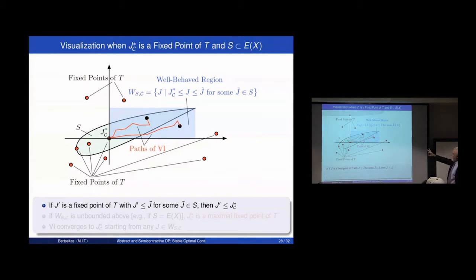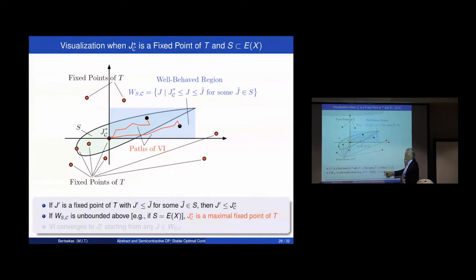And if you work several very special cases here, you'll see that some very interesting phenomena happen that you wouldn't expect. Okay. So, in particular, if this region here is unbounded from above, J star, these fixed points do not exist, and J stars of C is a maximal fixed point of C. And you have convergence from above of value iteration.